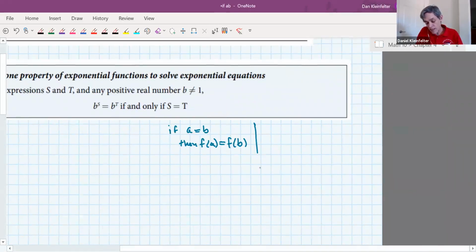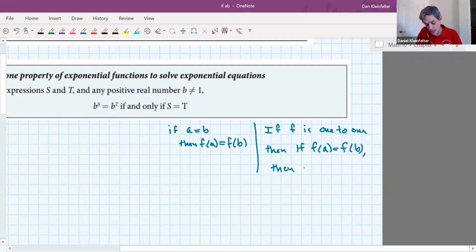Now if additionally f is 1-to-1, then if f of A equals f of B, then A equals B. What that means is if you know that the function is 1-to-1, and you know the outputs are the same, then the inputs will have to be the same. Notice that that's not true if f is not a 1-to-1 function.